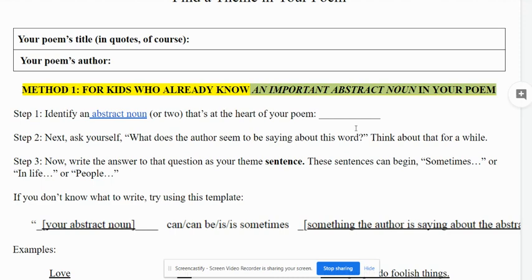But this is going to be the worksheet for those of you who are unsure of a theme in your poem. You may remember in the theme notes that I gave you a two-step method for finding a theme in your poem, but if that was challenging for you, this worksheet will walk you through it.